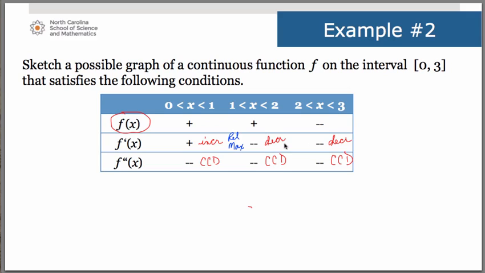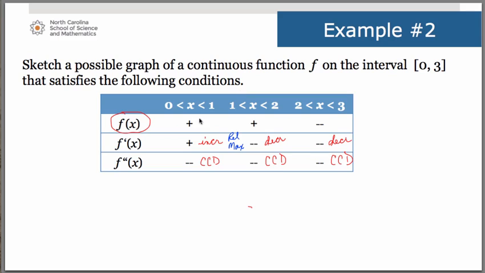And then it looks like since it keeps decreasing from 1 to 2, then 2 to 3, there's no more extrema there. Nor are there any inflection points, because it seems that on this entire interval from 0 to 3, this function's concave down. So this is the information we have to keep in mind and try to piece together.